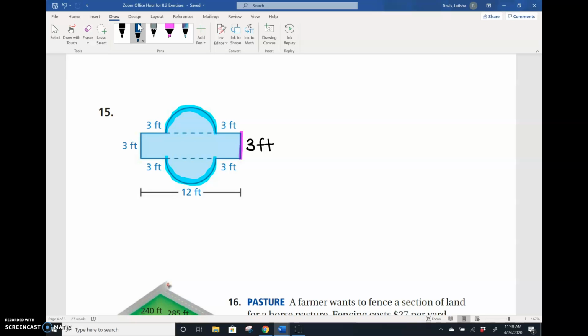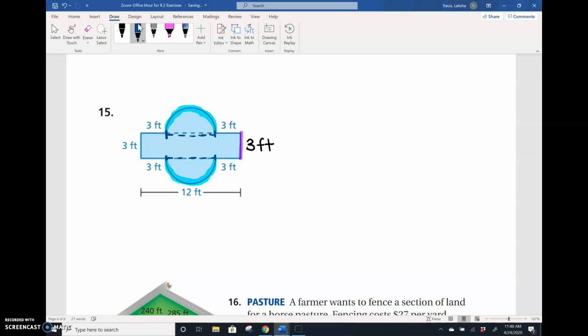So I will highlight what I'm talking about in blue. So here's the diameter here. That's the diameter, and that's the dimension that we have. We also have the diameter, it's the same length on the opposite side right here.